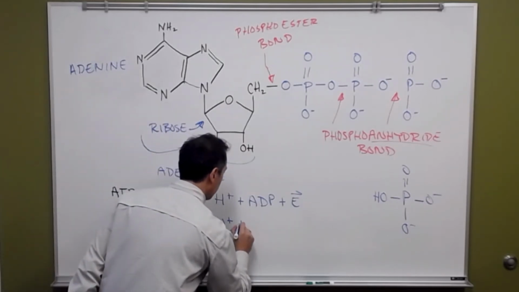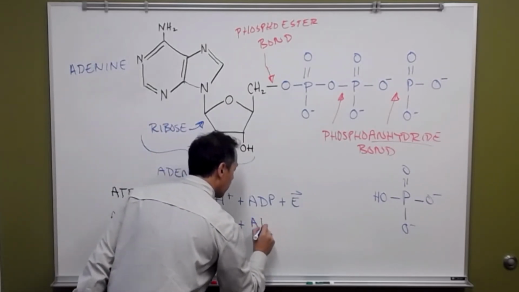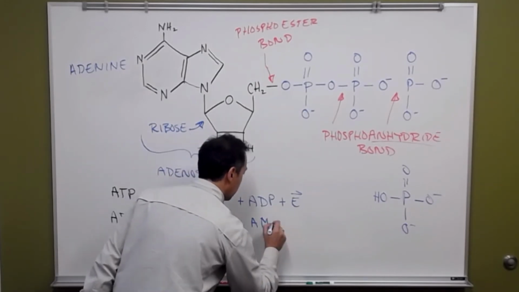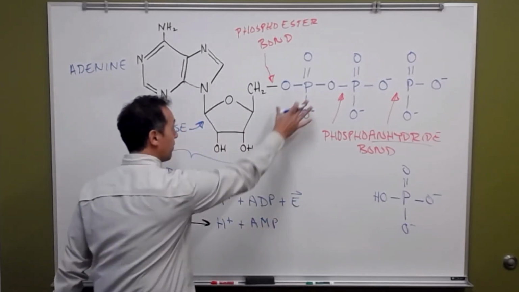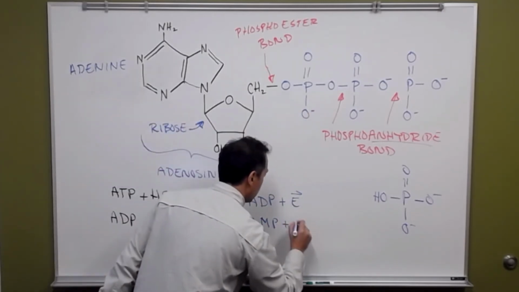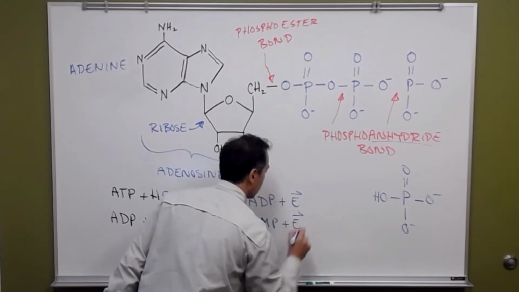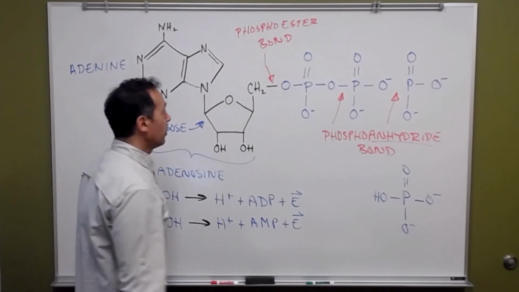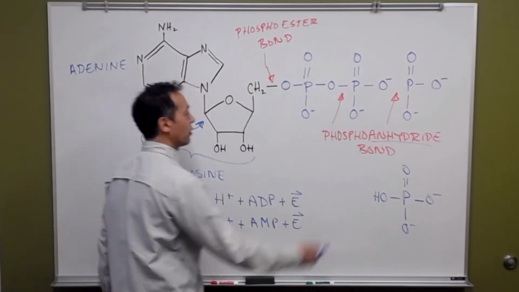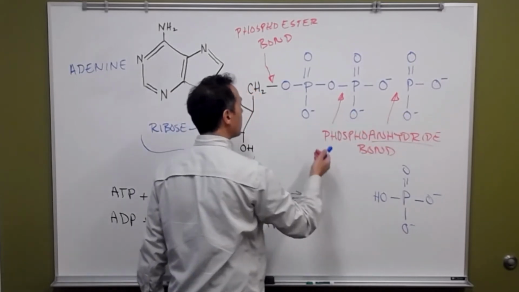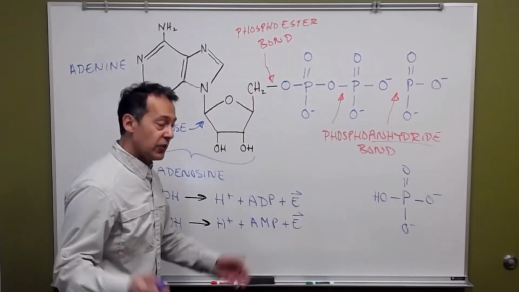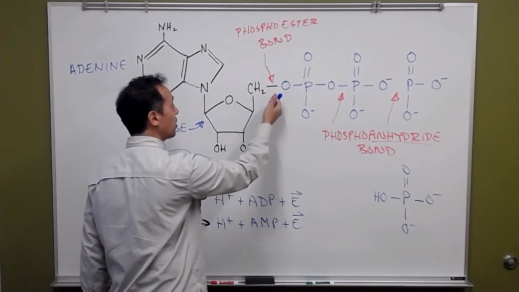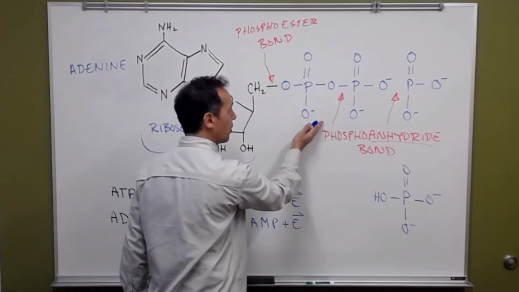And then I'm going to be left with adenosine monophosphate. Adenosine monophosphate, one phosphate is left, plus more energy. Okay. So some people ask, why don't we remove three phosphates? We can remove two phosphates, but why not the third one? And the reason is this is a different type of bond here. This is a phosphoester bond, and this is a phosphoanhydride bond.